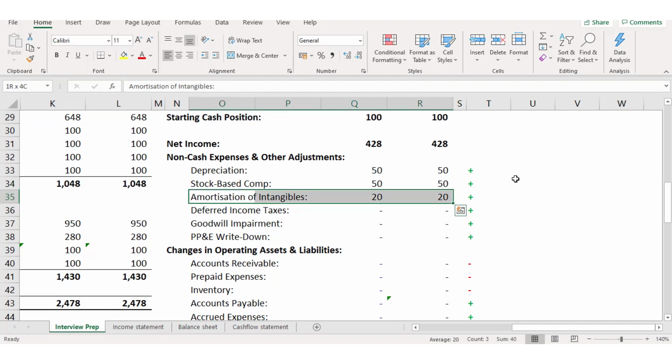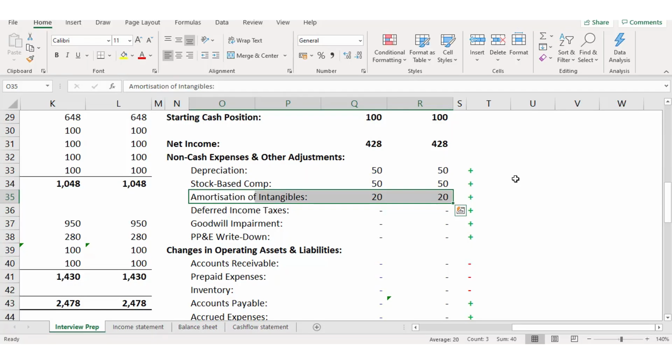And amortization of intangibles. Similar to depreciation. Now, depreciation is concerned with physical assets, so plant, machinery, cars, vans, equipment. Intangibles are concerned about your reputation, your intellectual property, your patents, and these can lose value over time as well. So you have to add this back into your net income because, again, it's not a real cash expense.